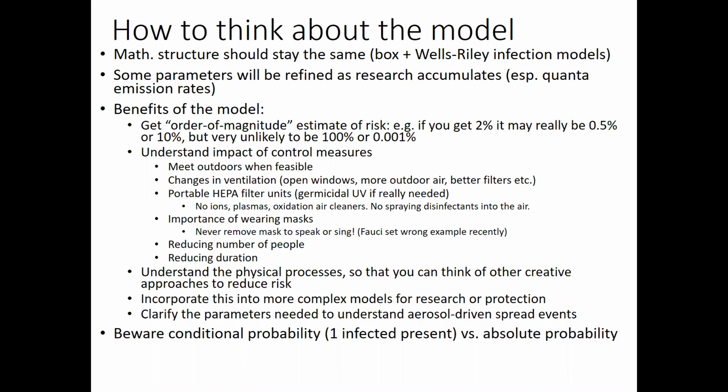Okay. One important detail, which I have made clear in the latest version, you have two ways in which you can think about the model. One is, I do the calculation assuming there is one infected person present. So for example, there is a class with 30 people and I assume one of them is infected. What's my chance of getting infected? That's what we call the conditional probability. Is the probability conditional to the assumption that there is one infected person?